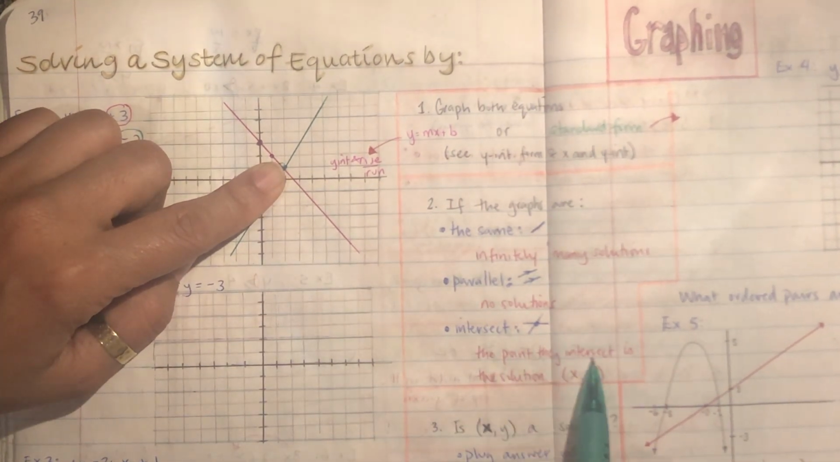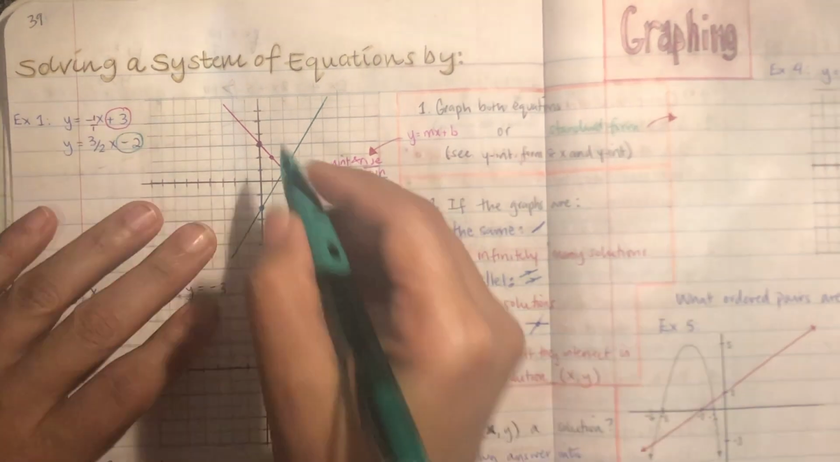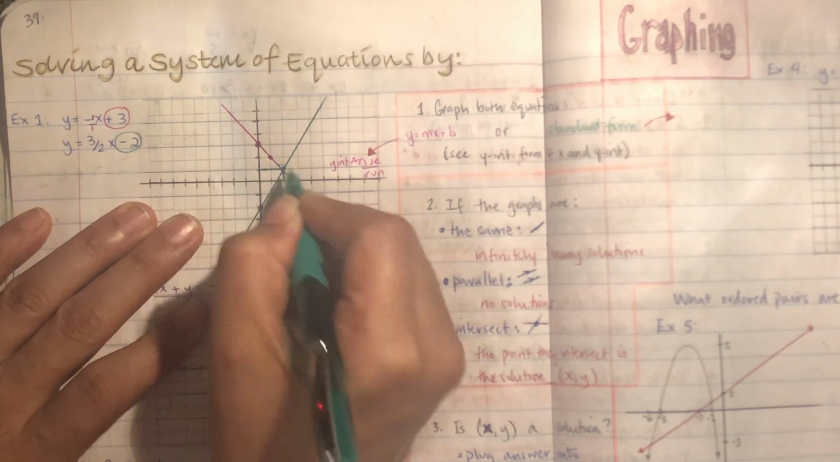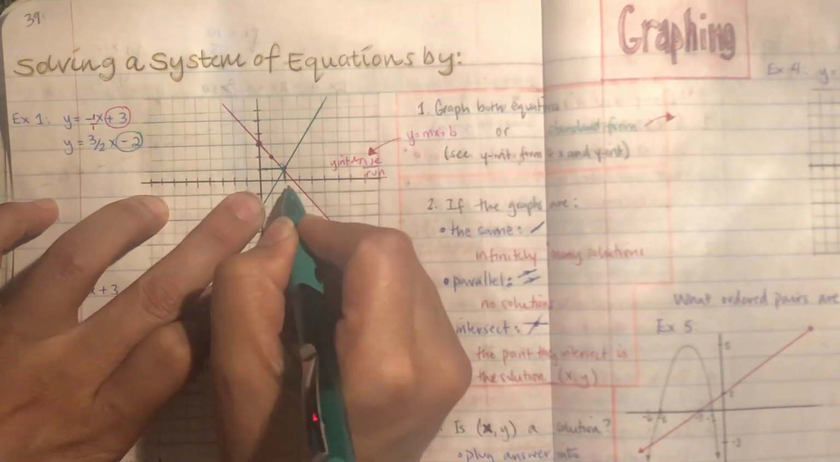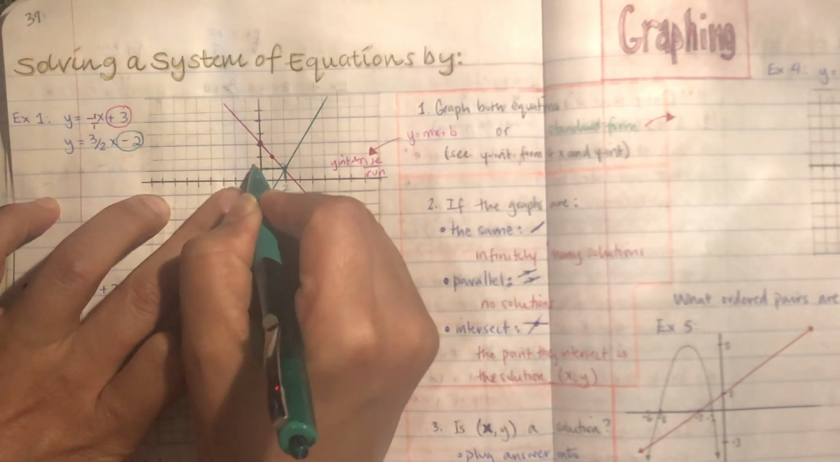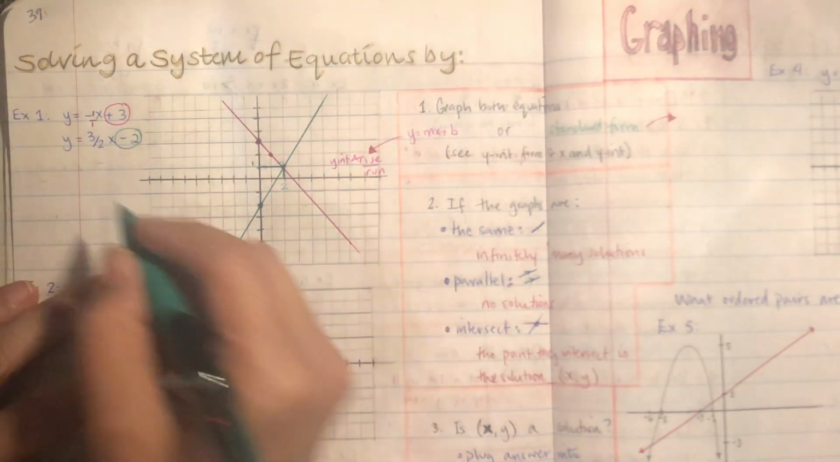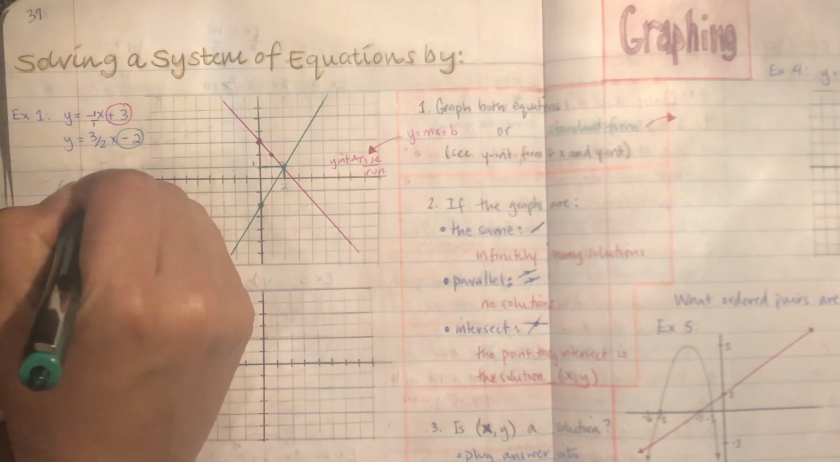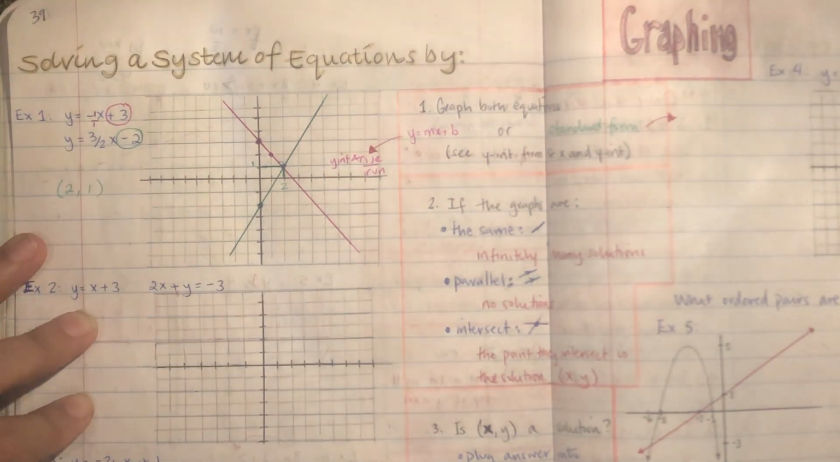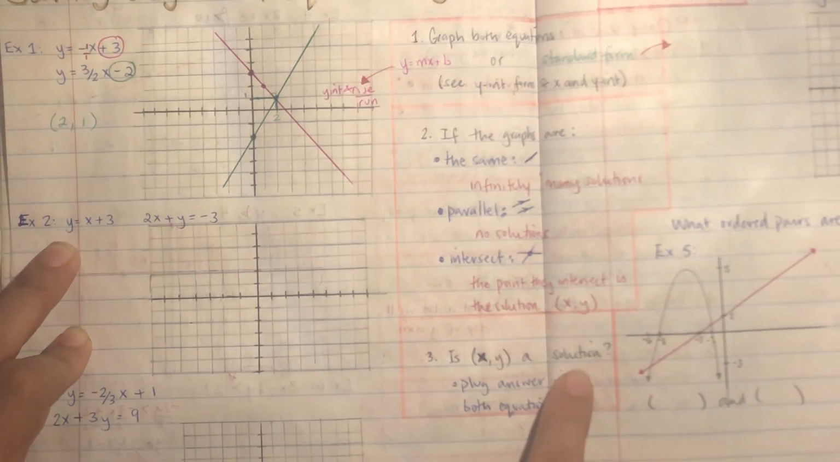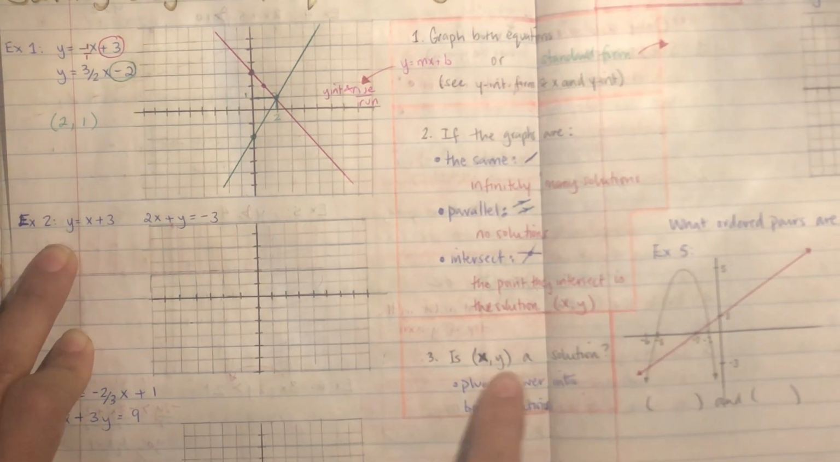The point they intersect is your solution xy. So if I find what this is and what that is, that's my solution. So what's that? That's 2 and 1. So my solution in xy is 2, 1. The final step says, is xy a solution? This is a question that they like asking a lot, so I want to do it in every video.